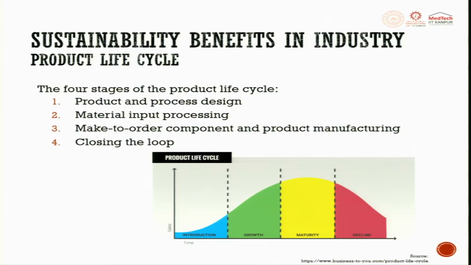So to understand product life cycle, it has four different stages: product and process design, material input and processes, make to order, and closing the loop. So it is generally a cradle to grave approach.